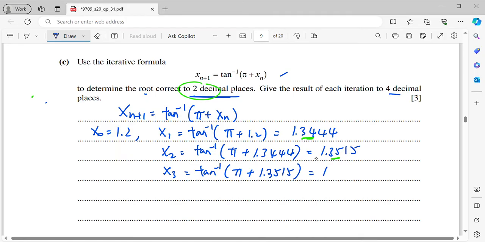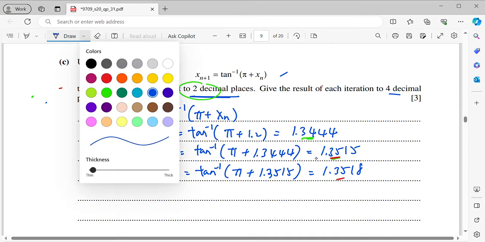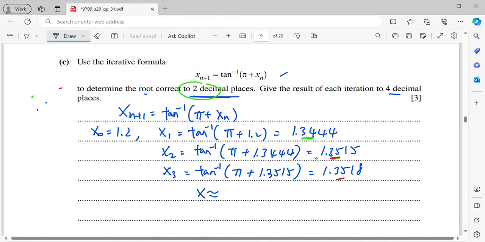Then here is going to be 1.3518. And then now you are getting the same value. Okay, that means we can just stop the iteration and write down the conclusion. So it is 1.35 because the next value is just 1. So we just ignore the 1. Okay, so this is part C.